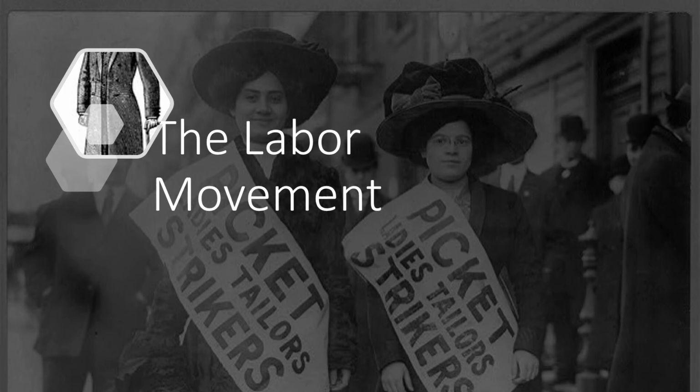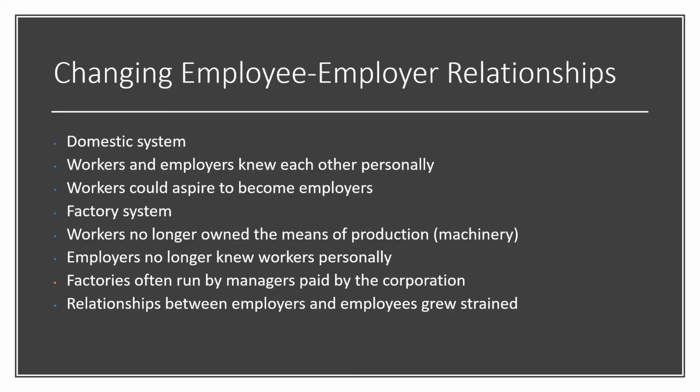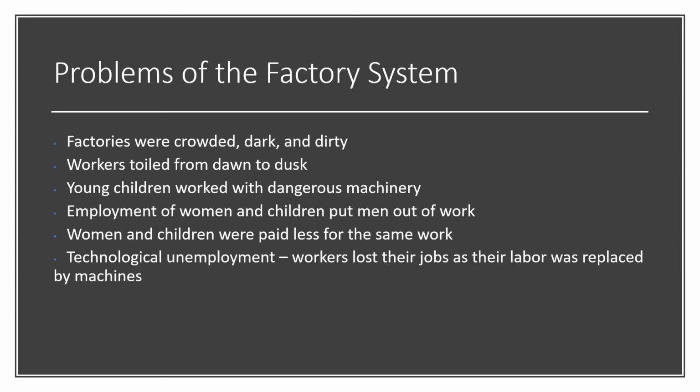Another aspect in the second industrial revolution was the labor movement. Going back again to the domestic and factory system, domestic workers and employers knew each other personally. Workers could become employers. But in the factory system, workers no longer owned the means of production because of the machinery and the interchangeable parts. Employers no longer knew the workers personally. Factories were run by managers. There was no relationship between the employees and the employers.